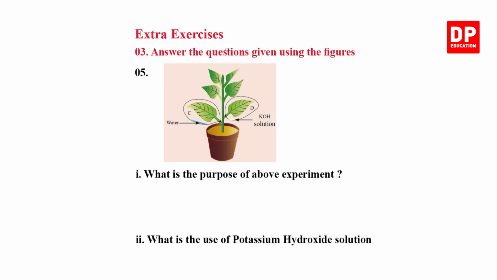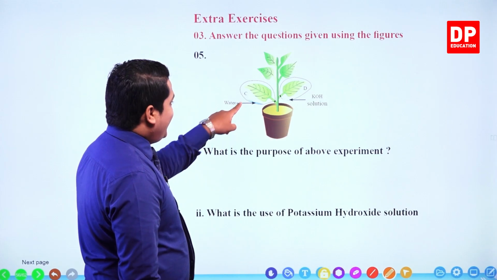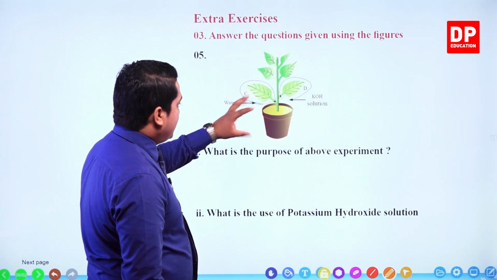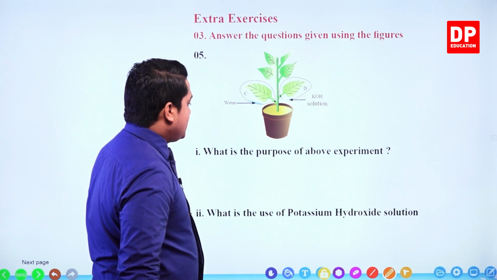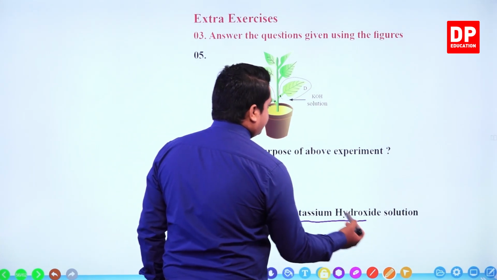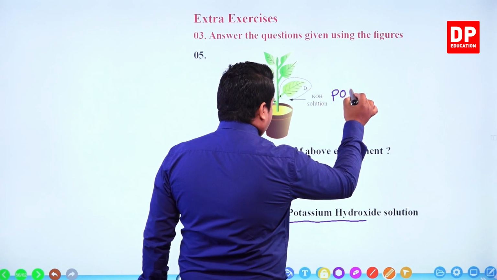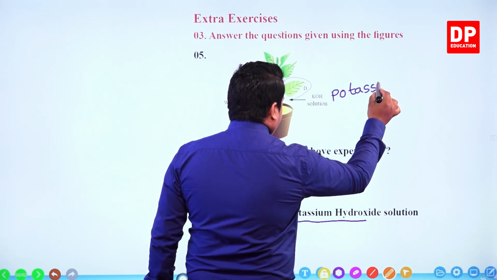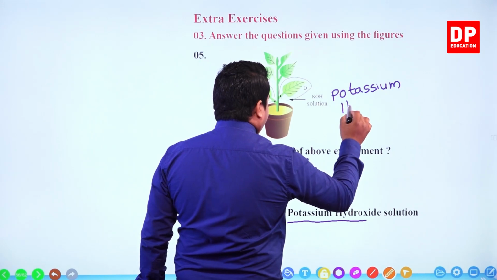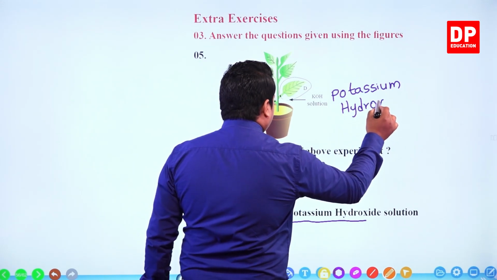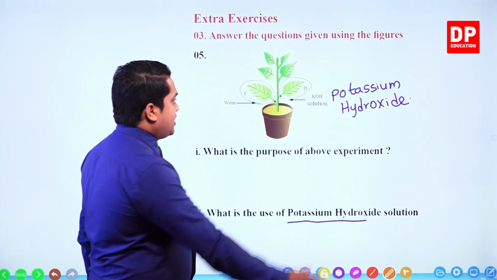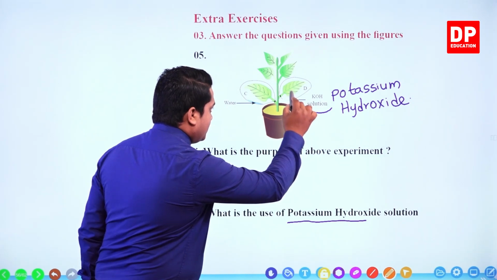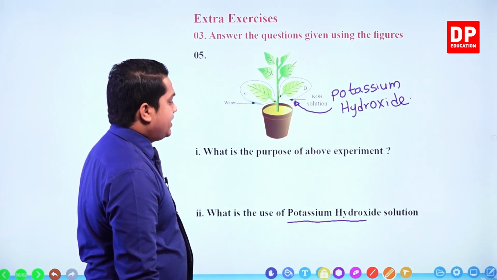Another figure is given in question number 5. Check. In C, there is water with a polythene bag, and in D, there is a KOH solution. Here, KOH means potassium hydroxide. KOH means potassium hydroxide, my dear children. Okay, so this is potassium hydroxide.